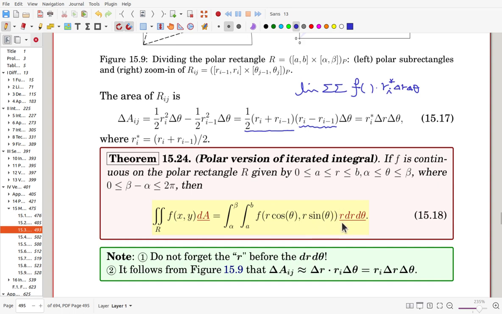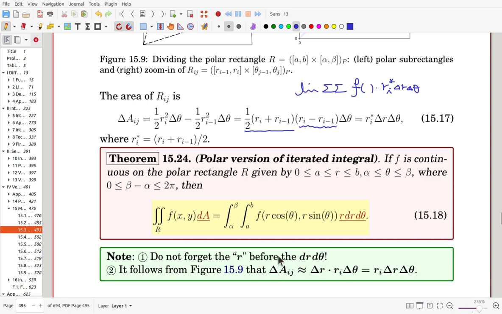Here we have to put r from the area computation. We have r, so you should not forget this r. And f of x, y as a function of r, theta, and r is moving from a to b, and theta is moving from alpha to beta. So by computing this one, you can get the double integral. Okay. Here we have a note. Don't forget the r before the dr d theta.